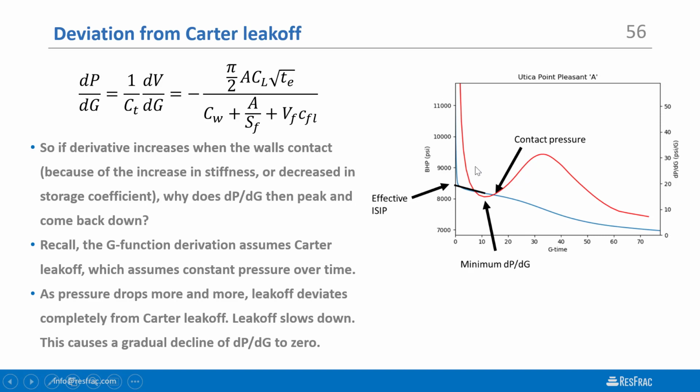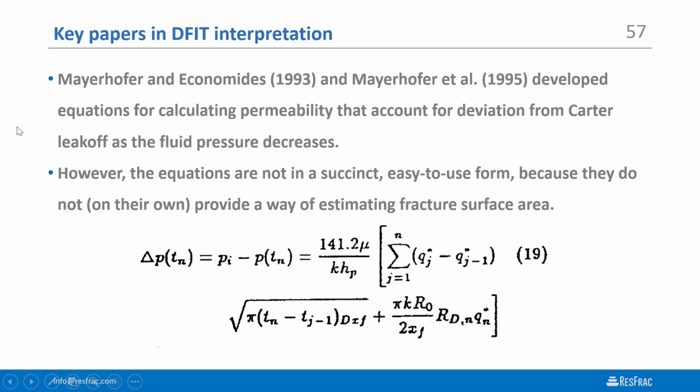There's another issue here. Remember, I've already talked at length about how the G function plot assumes Carter leak-off, and we know that in fact there is deviation from Carter leak-off. So this is a concept that's been known for a long time. Mayerhofer and Economides developed these equations for estimating permeability that account for the deviation from Carter leak-off. And they're using here a convolution integral of a constant rate solution. So that is absolutely a valid extension, and they are even able to do things like estimate filter cake permeability, which is important but not relevant to DFITs because we don't pump filter cake forming fluids.